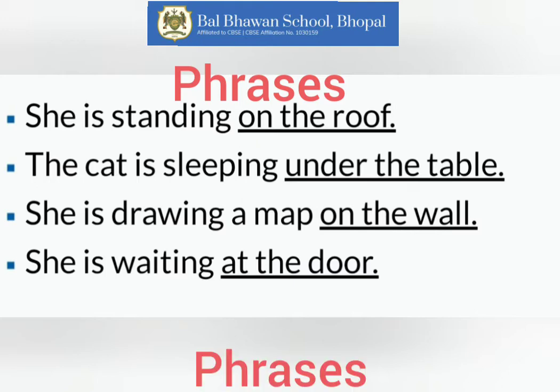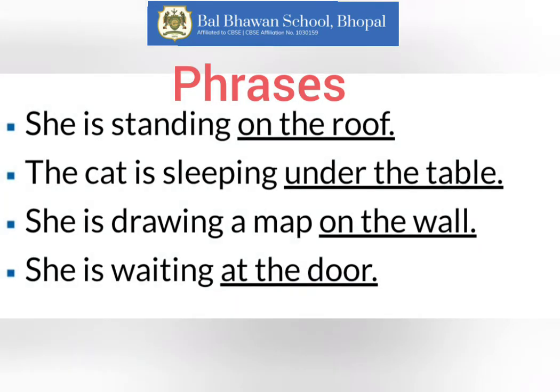The underlined part of each sentence is a phrase. She is standing on the roof. The cat is sleeping under the table. She is drawing a map on the wall. She is waiting at the door. In these sentences, on the roof, under the table, on the wall, at the door are phrases. Now, it is very important to note that the purpose of a phrase is to complement the overall structure of a sentence.